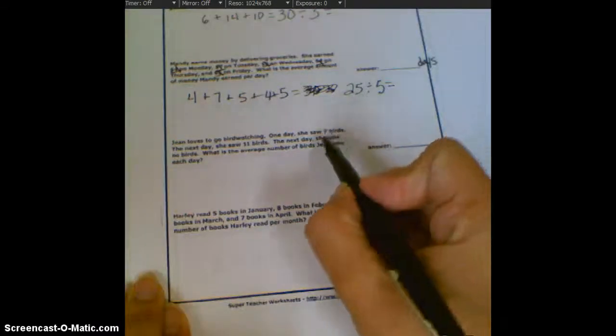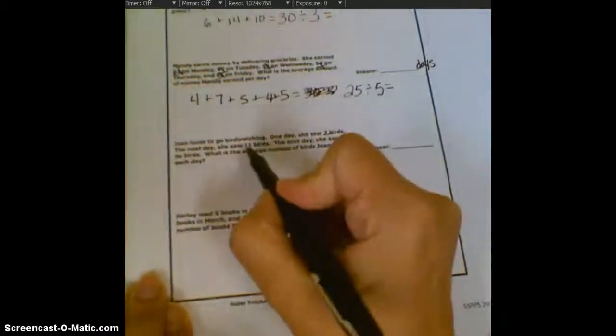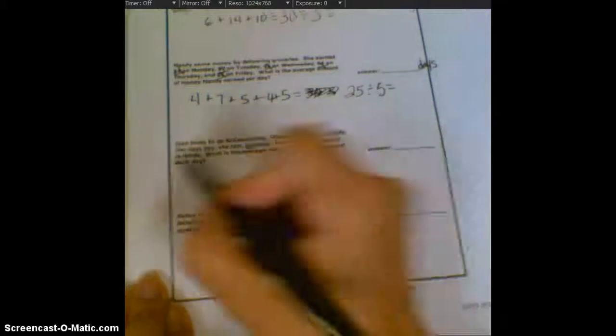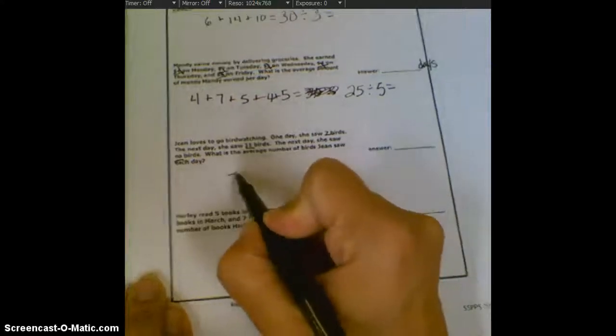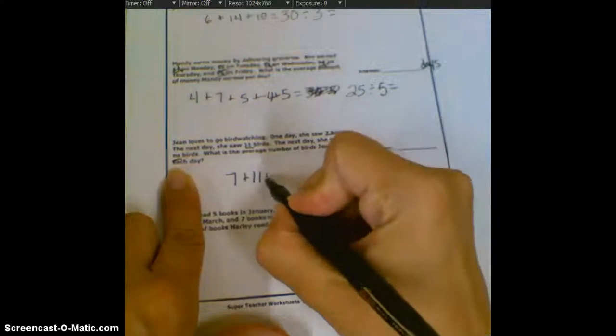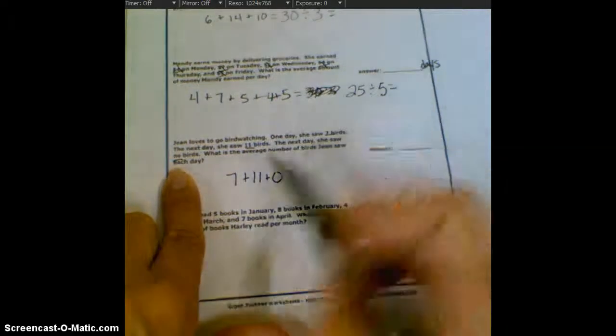Okay, and then on this one, Jean loves to go bird watching. One day she saw 7 birds, the next day she saw 11, and one day she saw no birds. What was the average number she saw each day? So we're going to add them up. 7 plus 11. And what do we do with this no birds? Do you think we need to record it or not? She didn't see any birds, but it was a day that she went out. So we still need to count it even though it's a 0 because it was a day that she went bird watching. So we get a total of 18.